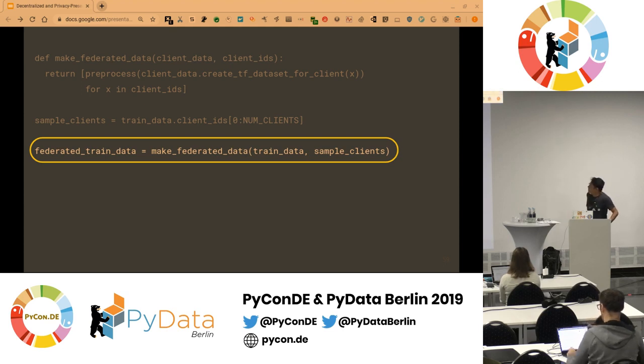Right. Once you have written the pre-processing of data, you can run the same pre-processing for every single client, right? So what you're doing here is taking the initial client data and getting the client IDs. Both come from the train data, and we run this through the pre-process you had in the previous slide, and that gives us federated data that we can now use for training.